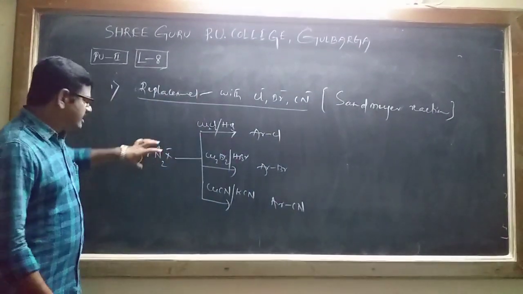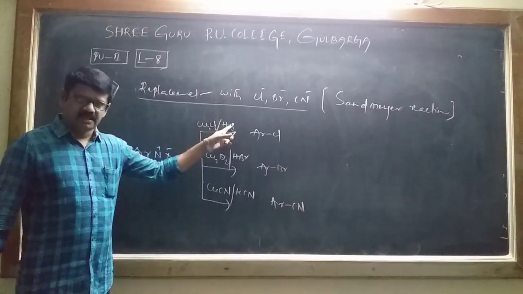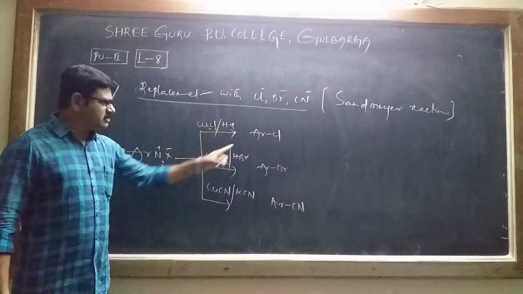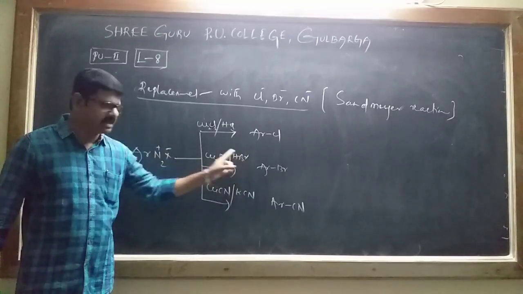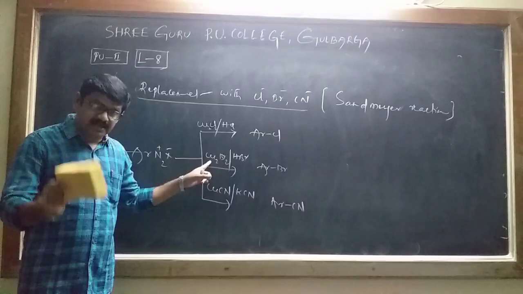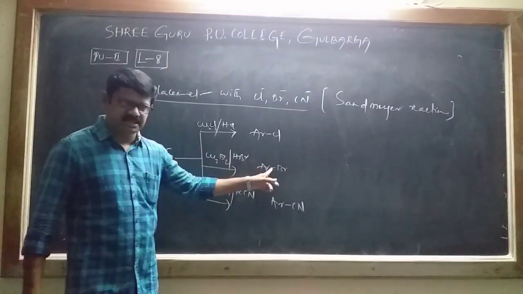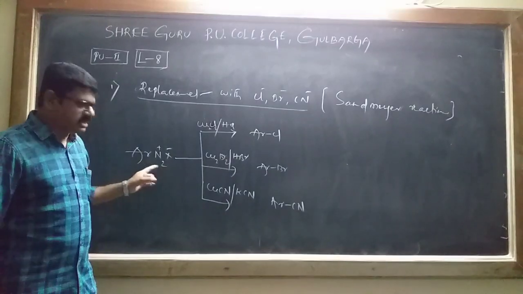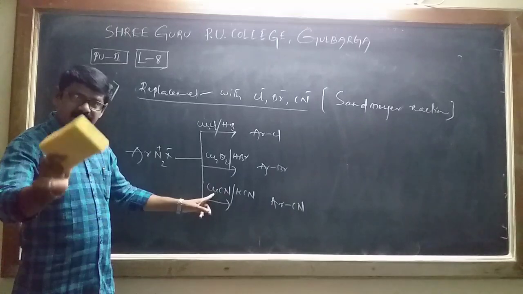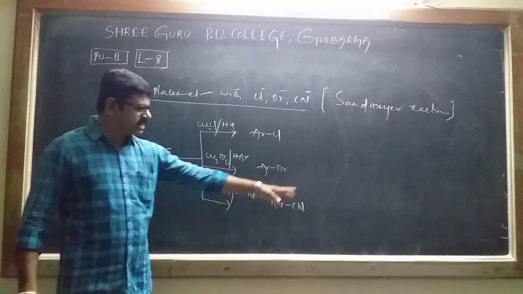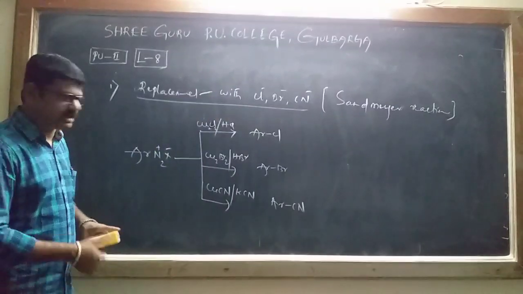I'll repeat once again. Diazonium salt reacts with HCl in the presence of copper 1 ion, and you get ArCl. The same diazonium salt reacts with HBr in the presence of copper 1 ion, and you get ArBr, bromobenzene. The same diazonium salt reacts with KCN in the presence of copper 1 ion, and you get ArCN. These reactions are Sandmeyer reactions.